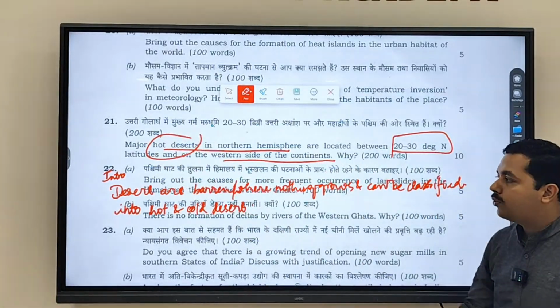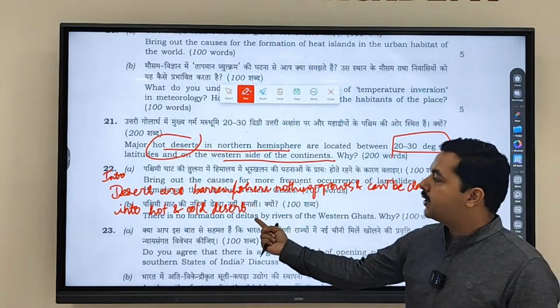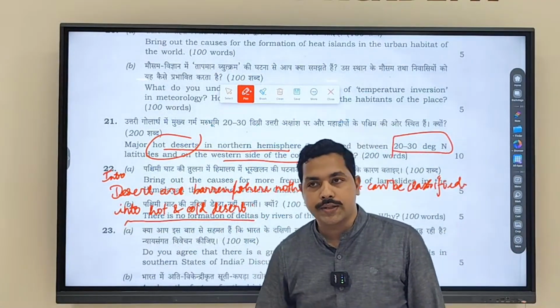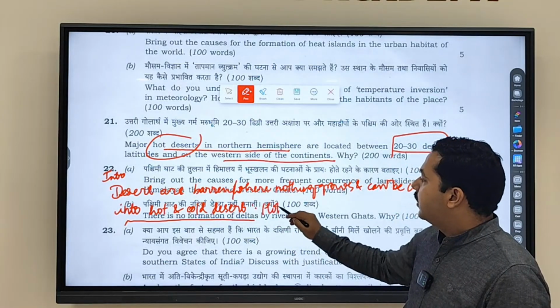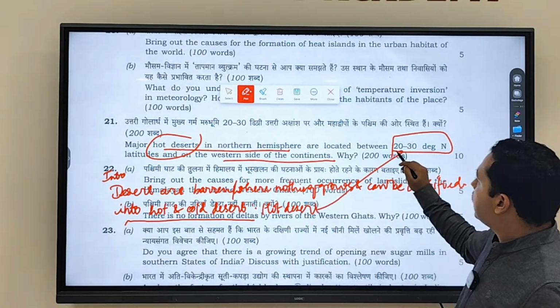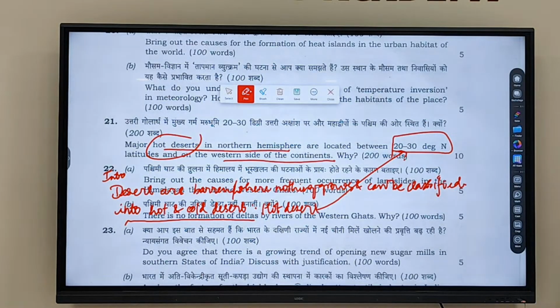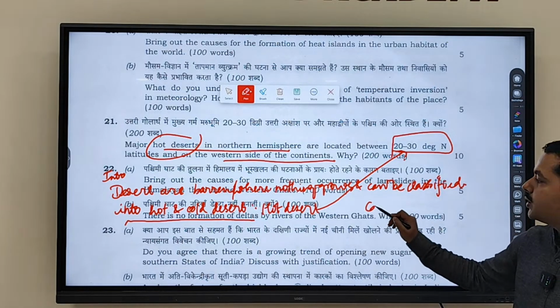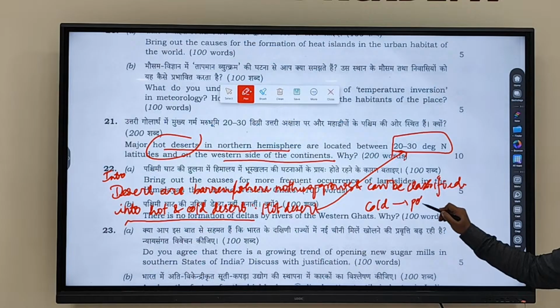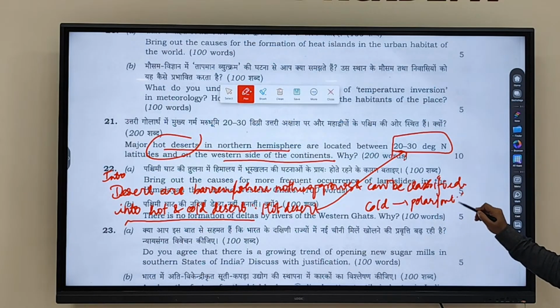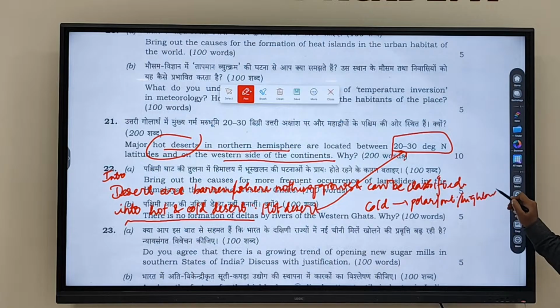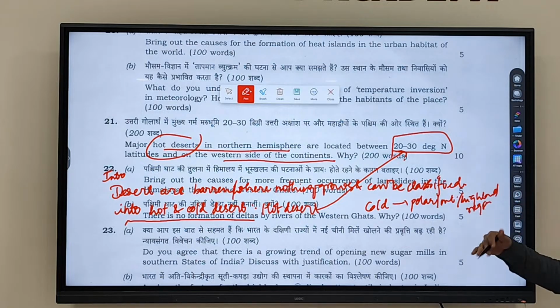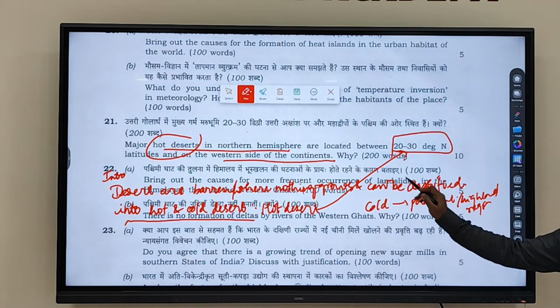For that you have to write what a desert is, then explain that deserts can be classified into hot and cold deserts. Hot deserts are those located in the tropics region, while cold deserts are those located in the polar region or mountain or highland region. Those deserts are going to be cold deserts. That you have to write in the introduction.